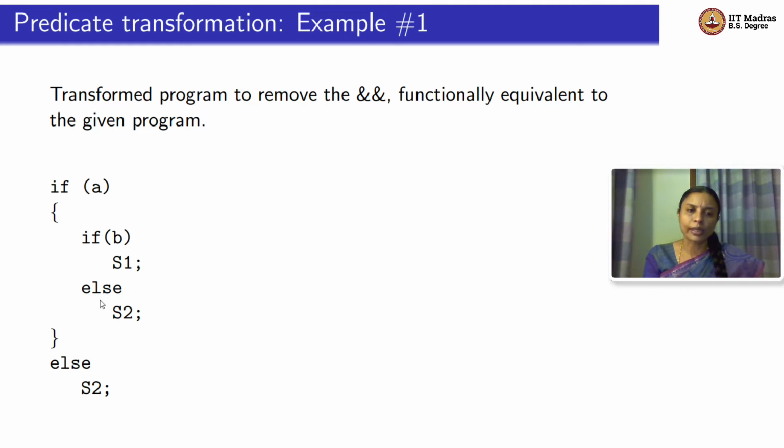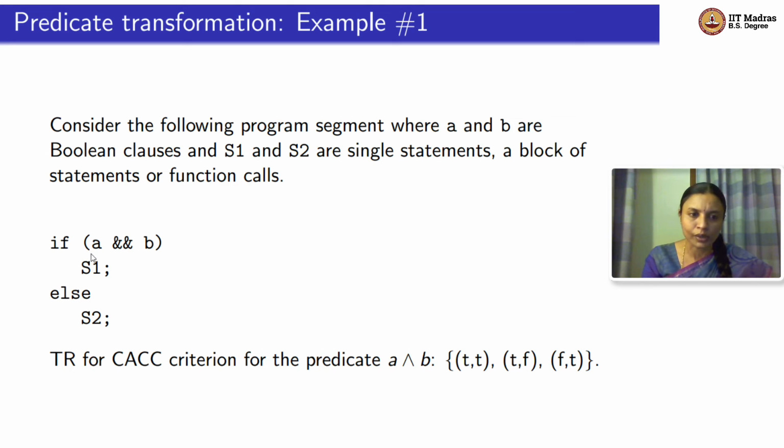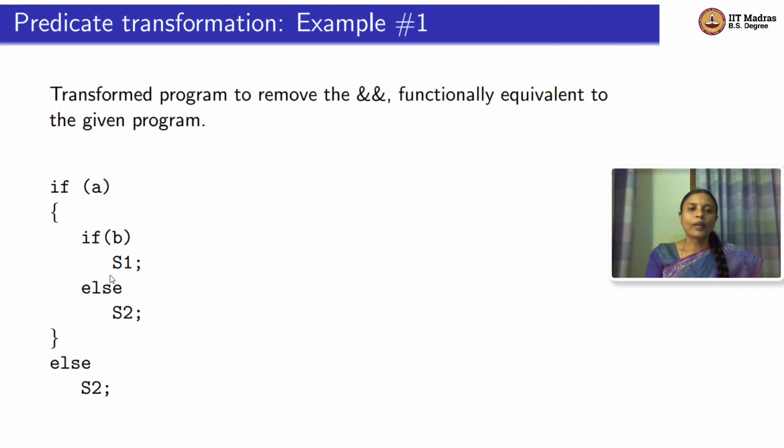And this is how it looks. It first says if A is true, then immediately you go and check if B is true. So when you say if A is true and if B is true, then you execute the sequence of statements S1. That's what this also does. If A and B are true, execute the statement S1.